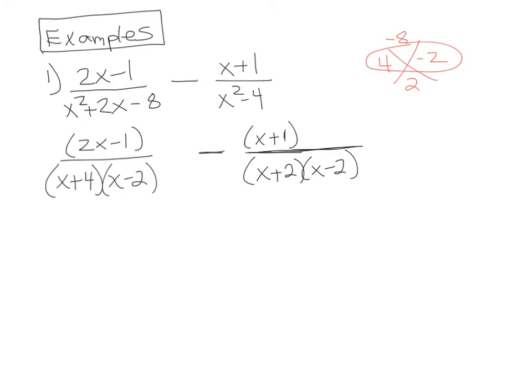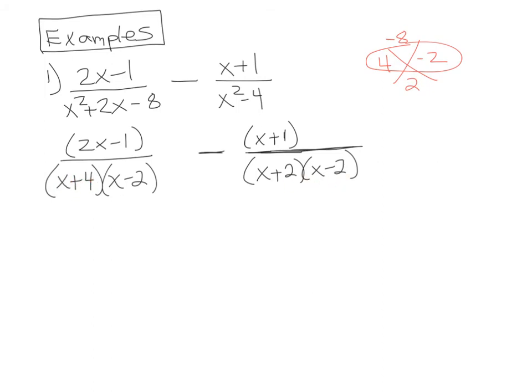Step 2, find a common denominator. Okay, so common denominator. You're just looking down at the bottom, the denominators, and you're trying to make it common. So this has an x plus 4. This one doesn't, so this one needs an x plus 4 because they need to be common. They need to be the same. So x plus 4 is here.